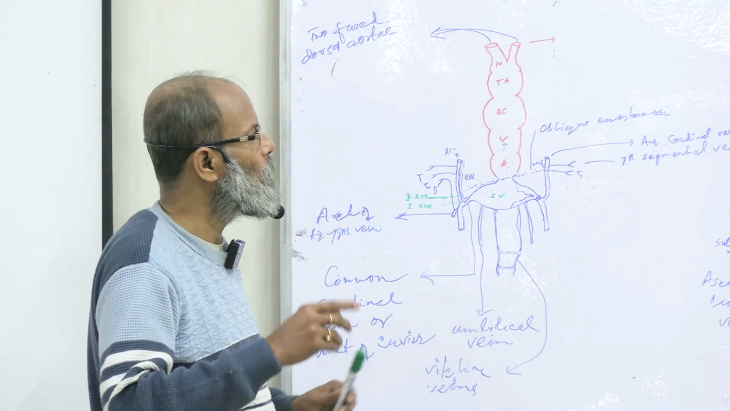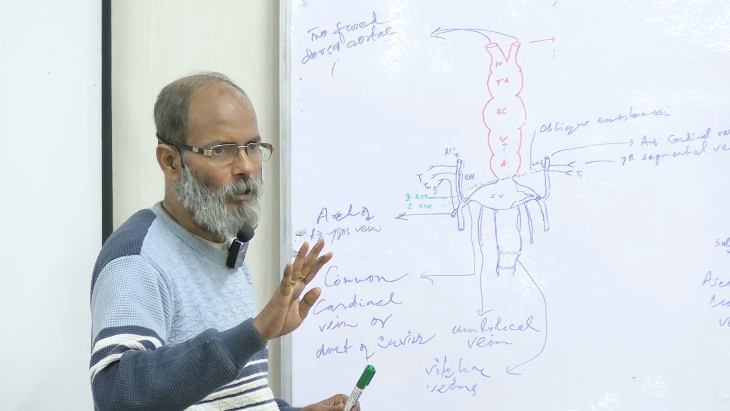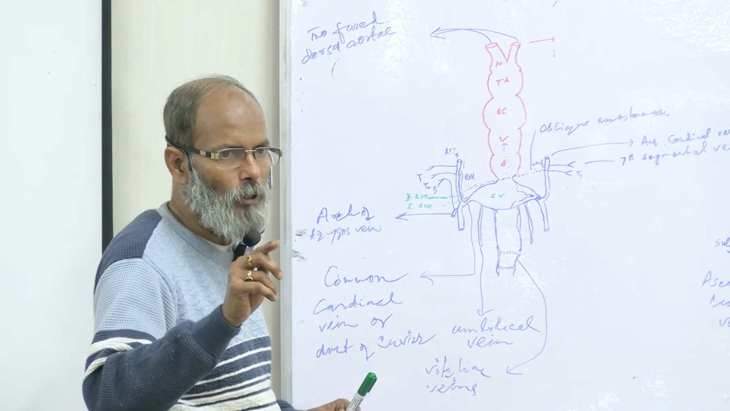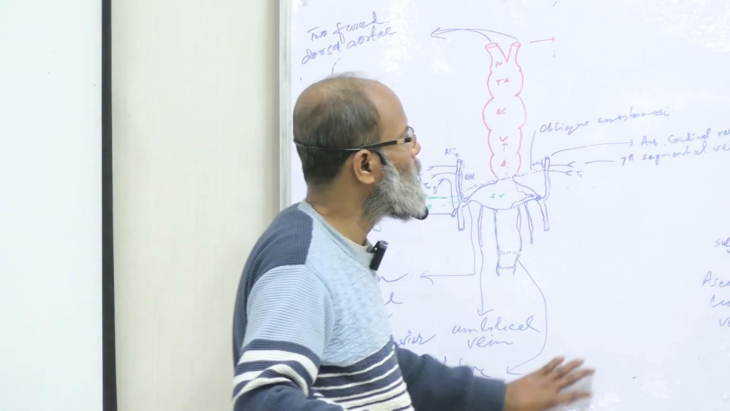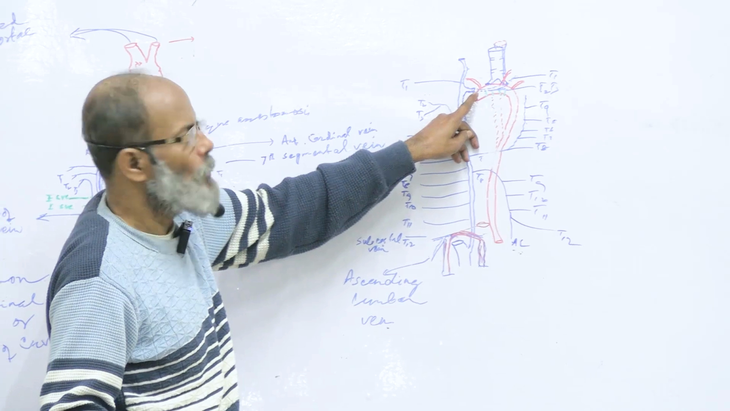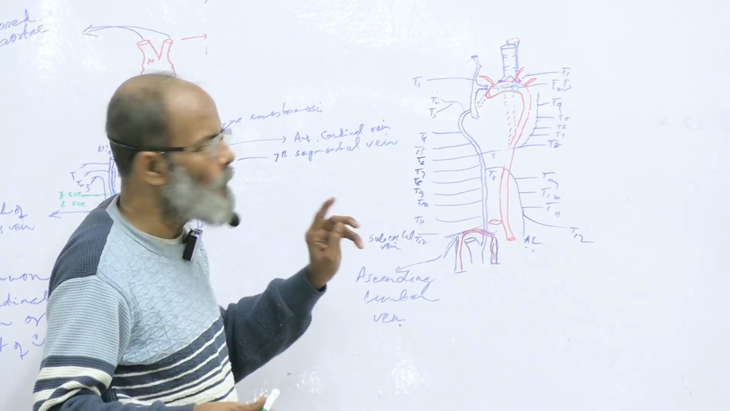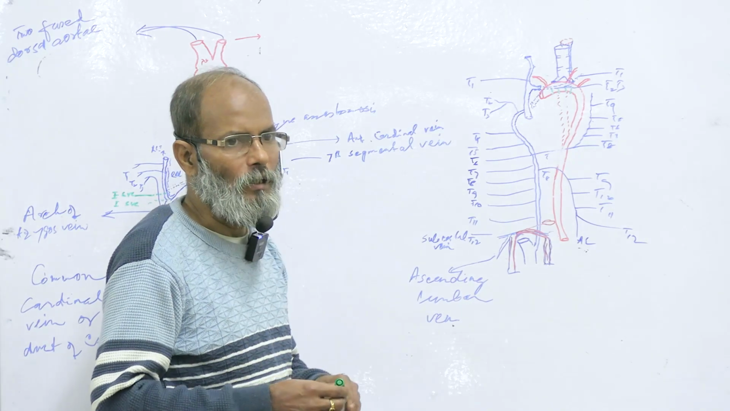As I have drawn, you can remember, in front of the arch of aorta, there are four structures. The superior intercostal vein crosses these. This is the superior intercostal vein, written as T2, T3. This one is the superior intercostal vein, draining into the brachiocephalic vein. And this is crossing over four structures.